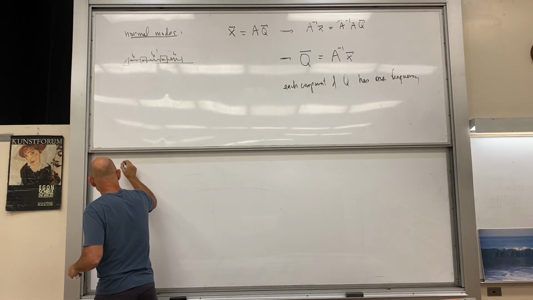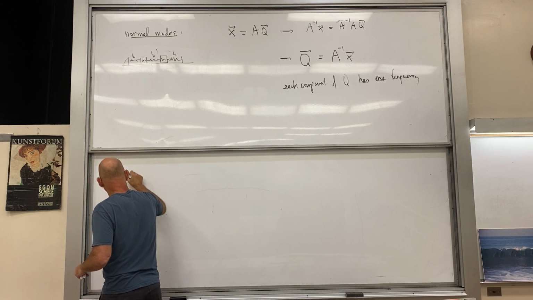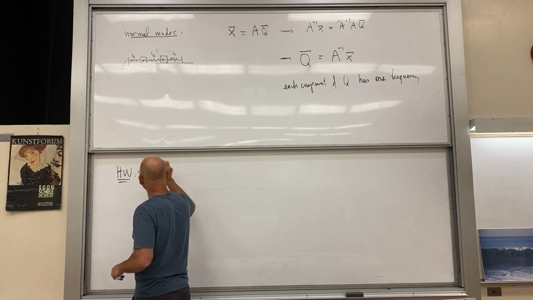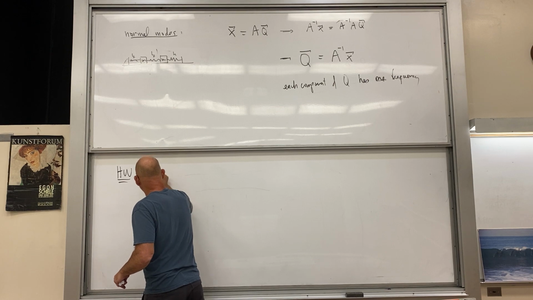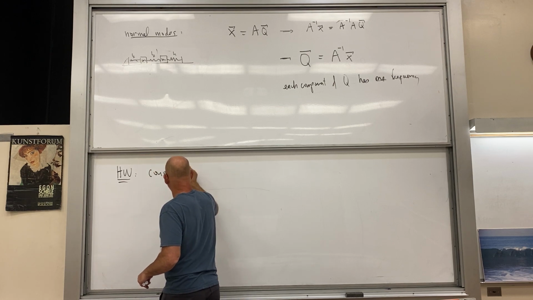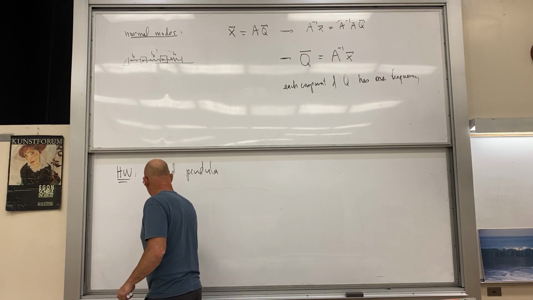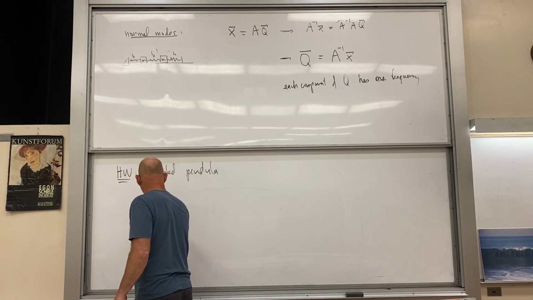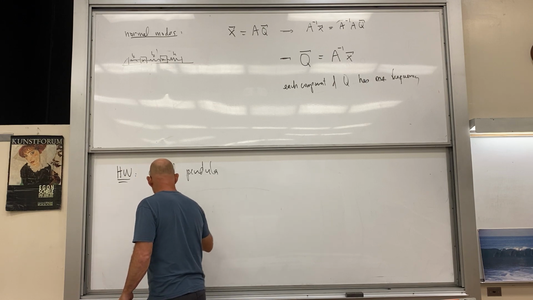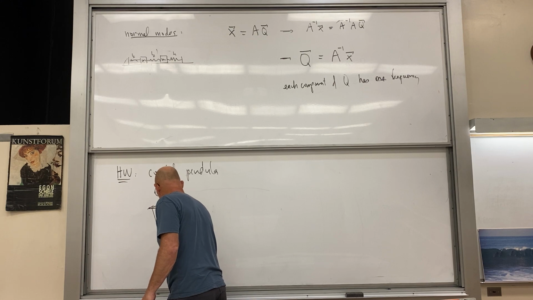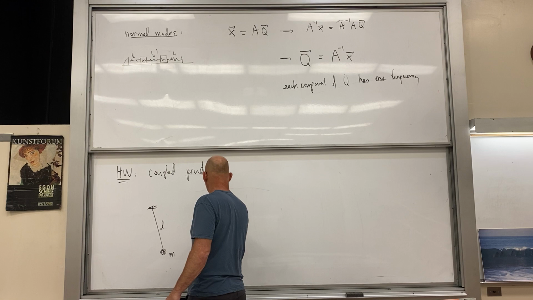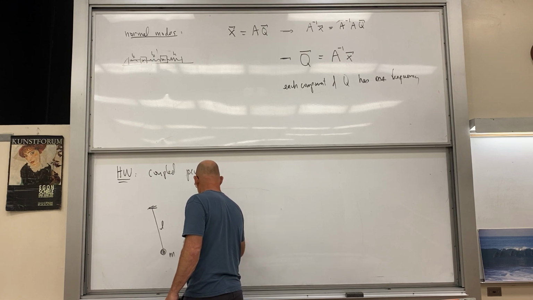So I'm going to call this homework. I'm going to work quite a bit of it with you guys. So homework, coupled pendulum. Here's what we have. Let's label this. We have the one pendulum, got a mass, a length. We've got the other one. I'll have them towards each other here.